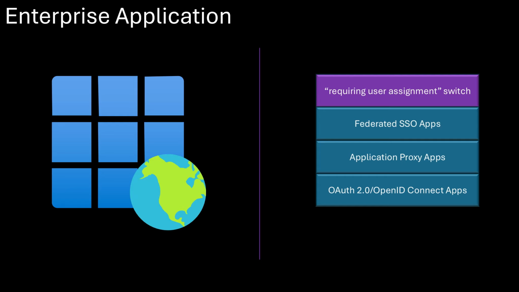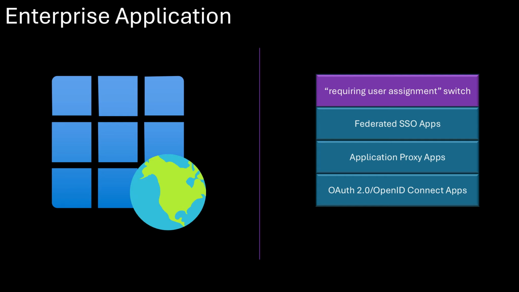This feature is perfect for apps that are sensitive, specialized, or need extra layers of security, such as federated SSO apps, meaning apps using SAML-based authentication where sign-in needs to be tightly controlled. Application proxy apps, where apps are protected by Microsoft Entra pre-authentication. And OAuth 2.0 or OpenID Connect apps, where apps require users or admins to consent before granting access.